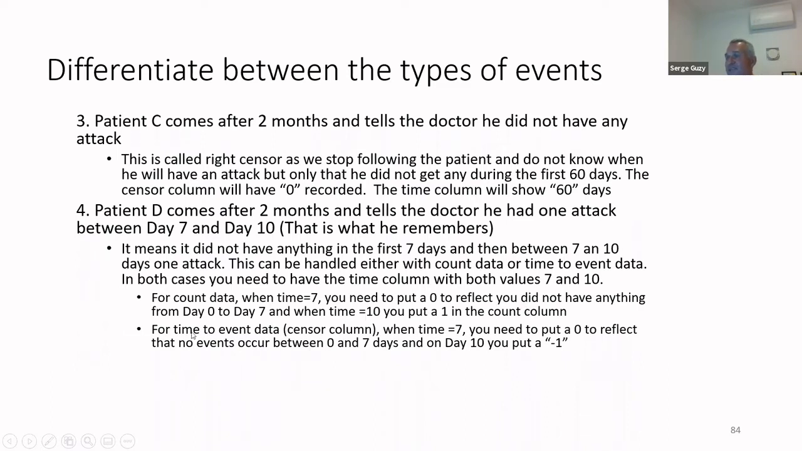If you use the time to event data, it's very similar, except that you're going to put a -1 on day 10. When time is equal to 7, you need to put a 0 to reflect that no event occurred between 0 and 7 days. And then on day 10, you put just -1.